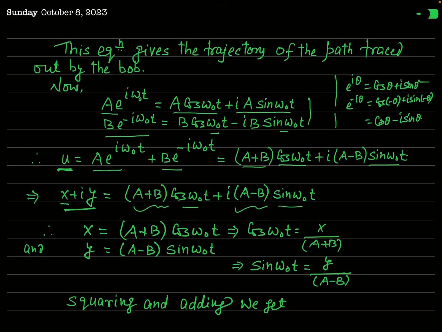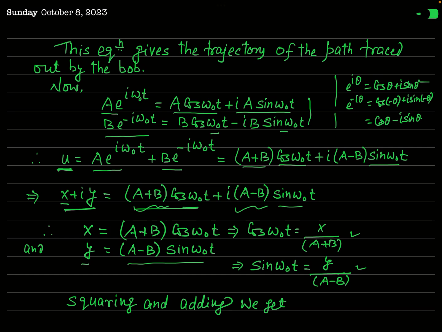So x, which is the real part of x plus iy, will be equal to the real part, a plus b times cos omega naught t. So you can see I have written x equal to a plus b cos omega naught t. And so cos omega naught t will be x divided by a plus b. And equating the imaginary part, your result will be y equal to a minus b sin omega naught t. And so sin omega naught t will be y upon this.